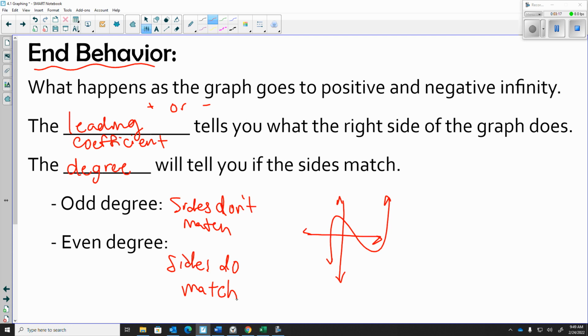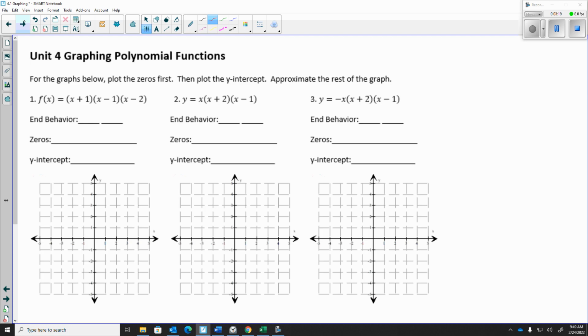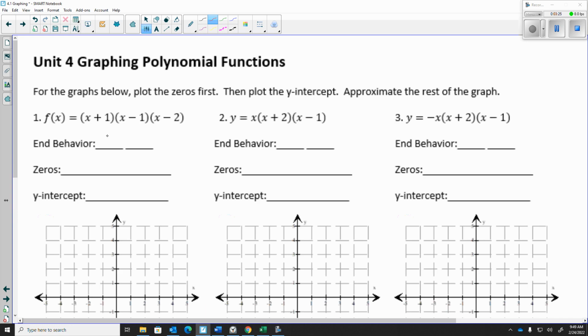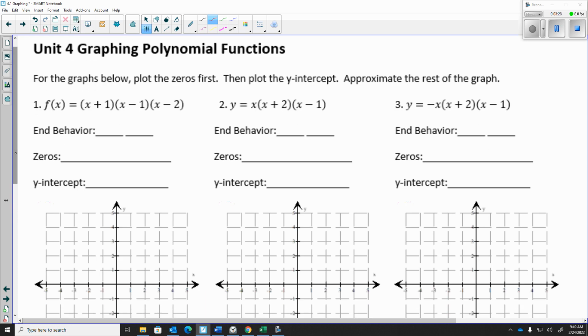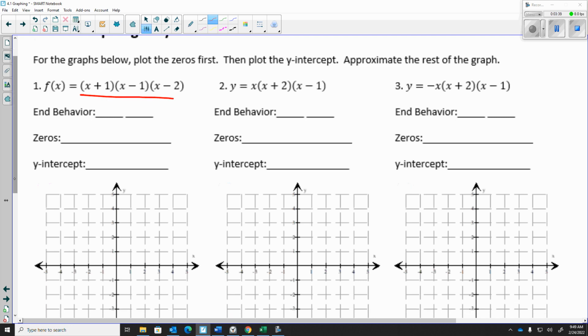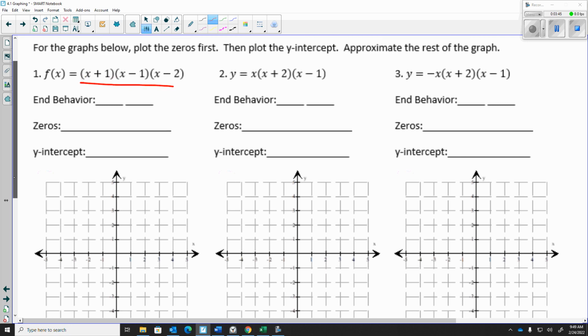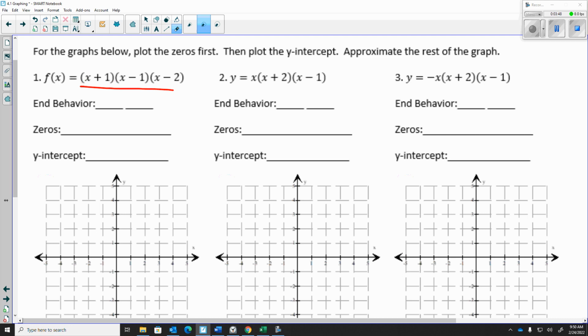Okay. All right. So let's zoom in a little bit. Let's just do this first one. It says, for the graphs below, plot the zeros first, plot the y-intercept, and then approximate the rest of the graph. So what we're doing is I want to take this thing, and I want to graph it. We're going to piece this together using a couple different things. So bear with me as we get through this first example. It might seem kind of weird. But I promise it won't be.